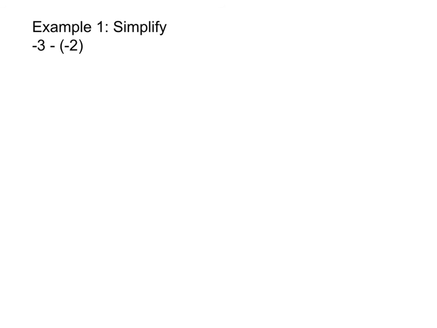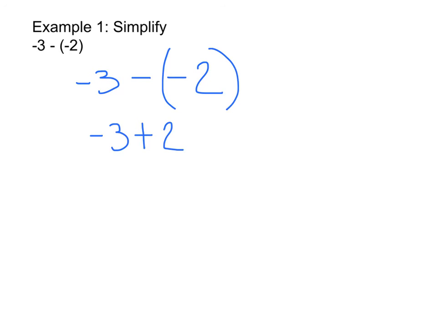In example 1, we're asked to simplify this problem. We have negative 3 minus a negative 2. Notice I have two negative signs next to each other. We can say a negative next to a negative is a positive, all right? There's also parentheses, which still means a negative times a negative is a positive. Or, remember, add the opposite. The opposite of negative 2 is positive 2. The opposite of subtracting is adding. So, let's rewrite the problem: negative 3 plus 2. Therefore, we get negative 1.